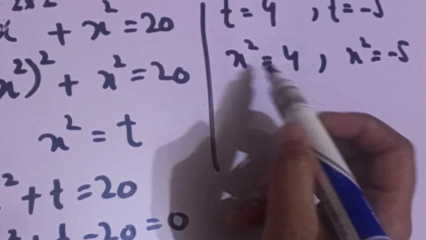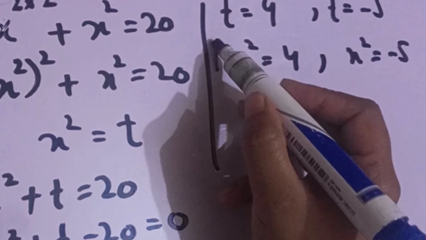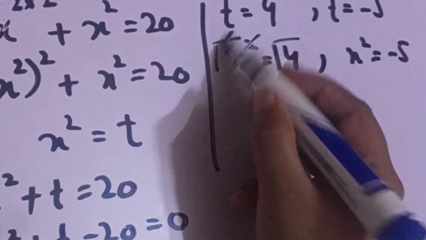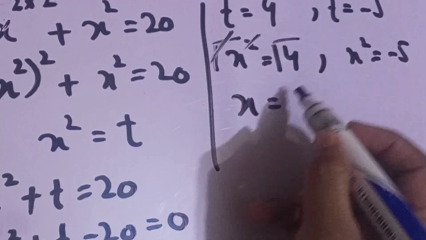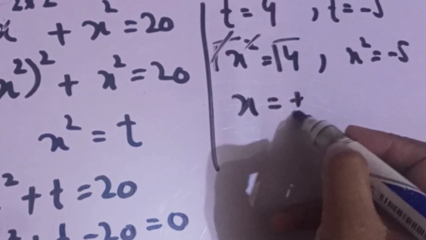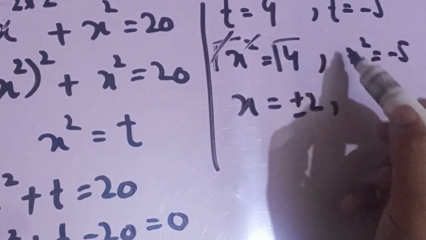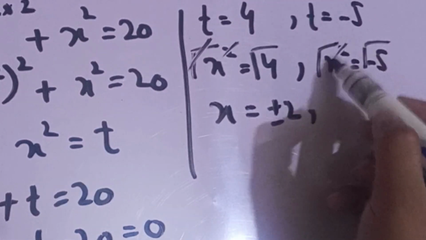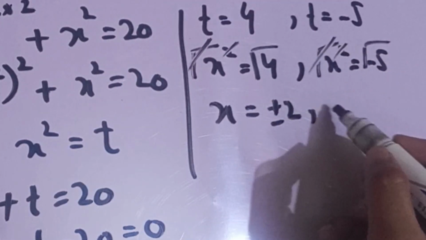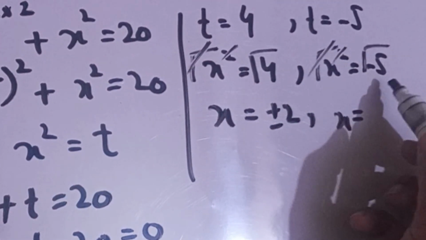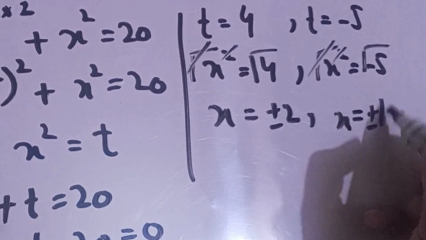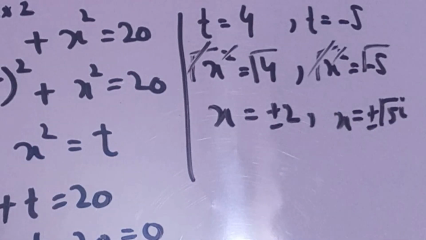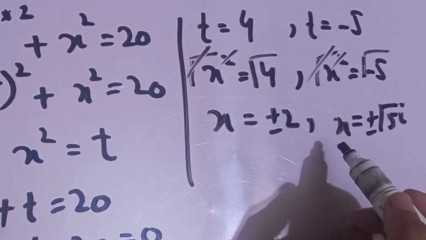Now we just find the value of x. For this, we take a square root on both sides. This square and square root will cancel. We just get x, and square root of 4 is equal to plus minus 2. Here we also take a square root on both sides. So this square and square root will cancel. We just get x is equal to plus minus square root 5 iota. This is the answer for x in our question.